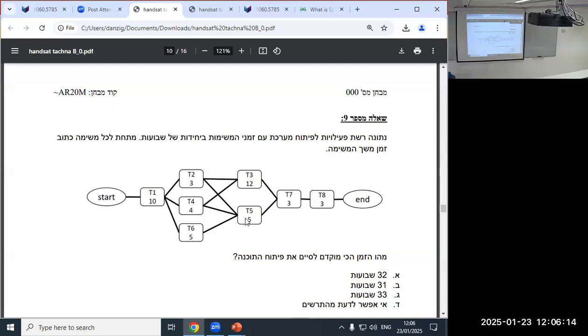So what's the question? The question is, how long will the whole project take at the minimum? The minimum, T5's time is included in T3. T5's time is included in T3, so we don't count it. By the time you do T3, T5 is already done, so that's why. Yeah, these work in parallel.